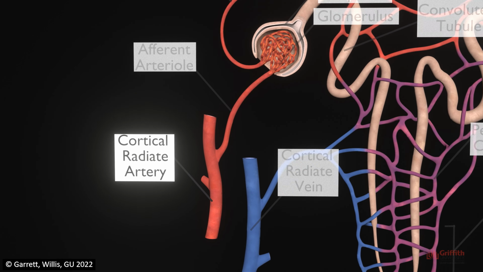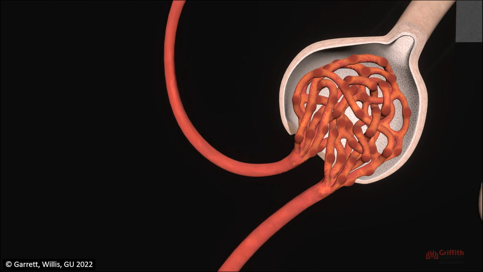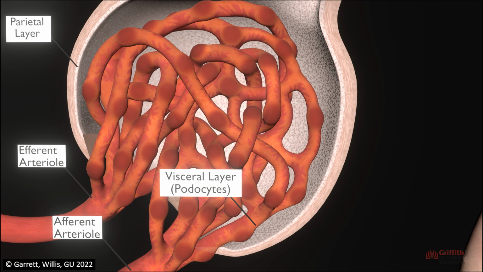Blood moves from the renal artery through the medulla and up into the cortex, reaching the cortical radiate artery, before moving to the afferent arteriole and through a fenestrated capillary system called the glomerulus. Draining the glomerulus is the efferent arteriole, which has a smaller diameter than the afferent arteriole, allowing the glomerulus to maintain across its length a hydrostatic pressure of around 55 millimeters of mercury.